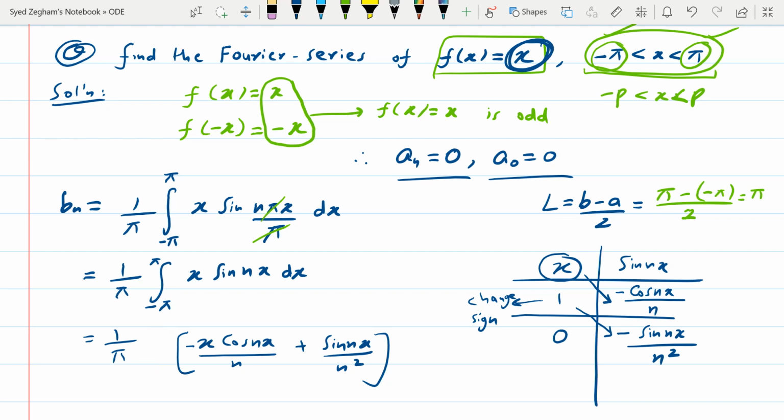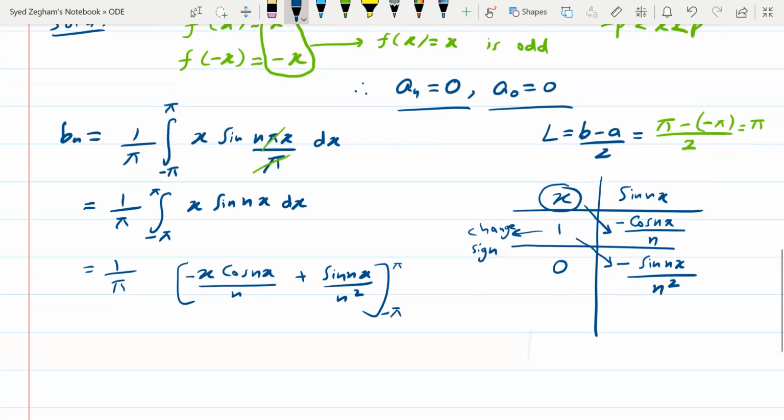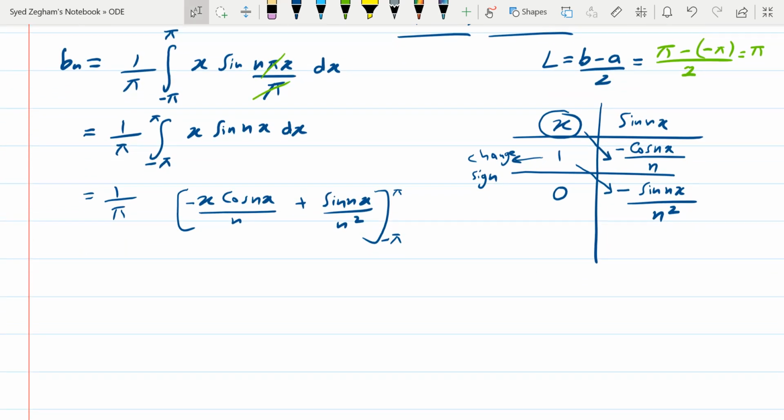Okay, here there is a writing mistake, so this will be the integration. Okay, and we have the limits minus pi to plus pi. Now let us put the limits and let us see what we get. So this will become 1 over pi. Now let us put x equal to pi first.